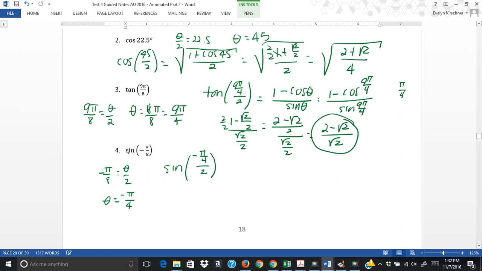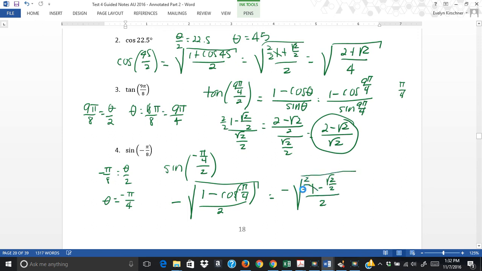Now, negative pi over 8 is in the third quadrant, so it's going to be negative. So I need negative radical of 1 minus the cosine of negative pi over 4 over 2. Well, cosine's positive, so it's negative the radical of 1 minus radical 2 over 2 divided by 2. This is like 2 over 2, so I get negative 2 minus radical 2 over 4. And I didn't do this before, but it's negative the radical of 2 minus radical 2, and then square root of 4 is just 2. So I could have written that up there as well.